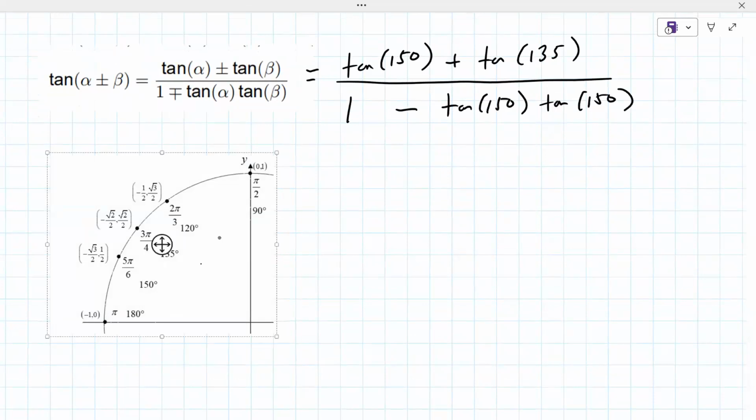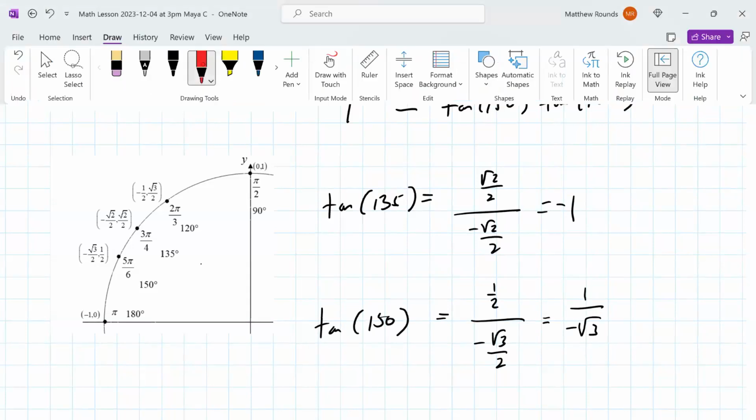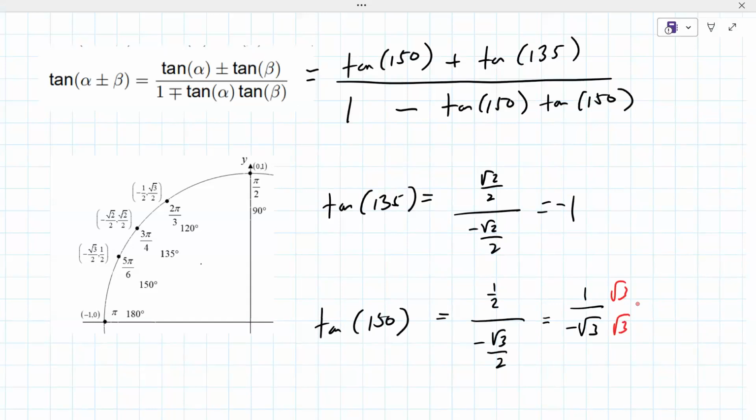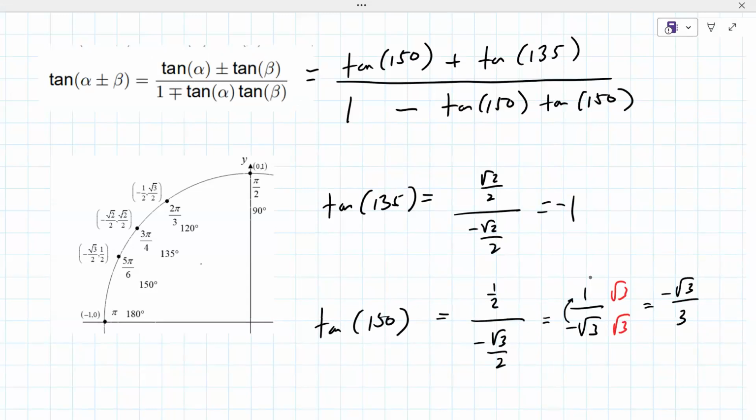So tangent of 135 is the nice one. That's -1. Tangent of 135 ends up being square root of 2 over 2 over minus square root of 2 over 2, which equals -1. Tangent of 150 is 1/2 over negative square root of 3 over 2, which becomes 1 over negative square root of 3. Then you rationalize, multiply the top and bottom by the square root of 3, and move the negative to the top. So it ends up being negative square root of 3 over 3.